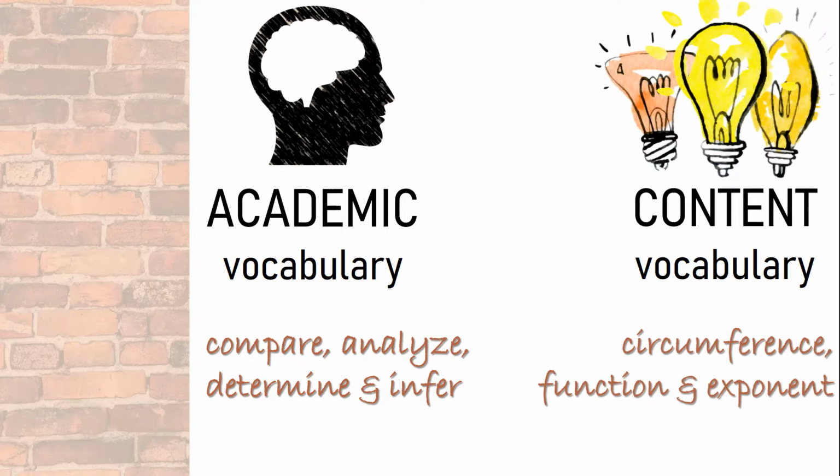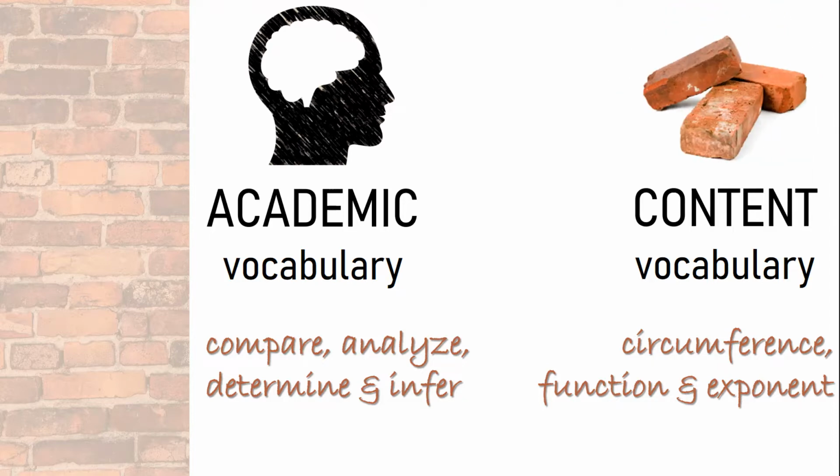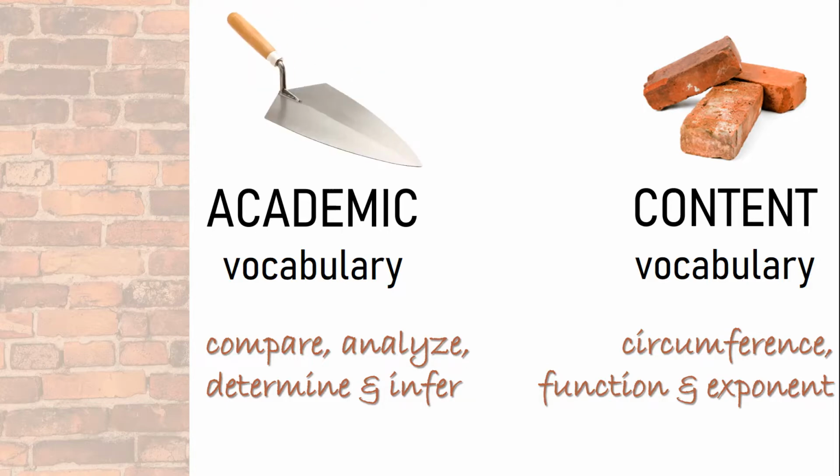On the other hand, content vocabulary refers to those terms that are specific to a particular discipline, such as circumference, function, and exponent. Content vocabulary terms are often the very concepts that our students need to know. There is a common analogy of academic language and discourse being like a well-constructed brick wall. In this analogy, content vocabulary terms are so important that they are referred to as the bricks that make up the wall. Academic vocabulary terms, however, serve a different purpose. They are referred to as the mortar that holds the bricks in place because they help provide context and show relationship between content vocabulary concepts.